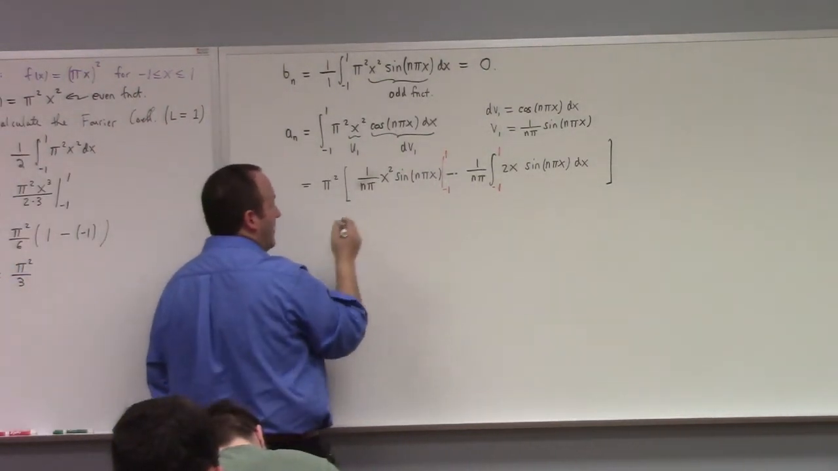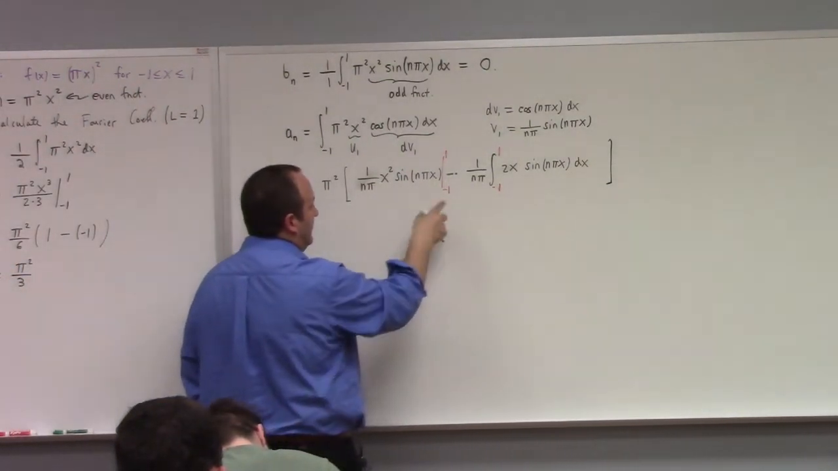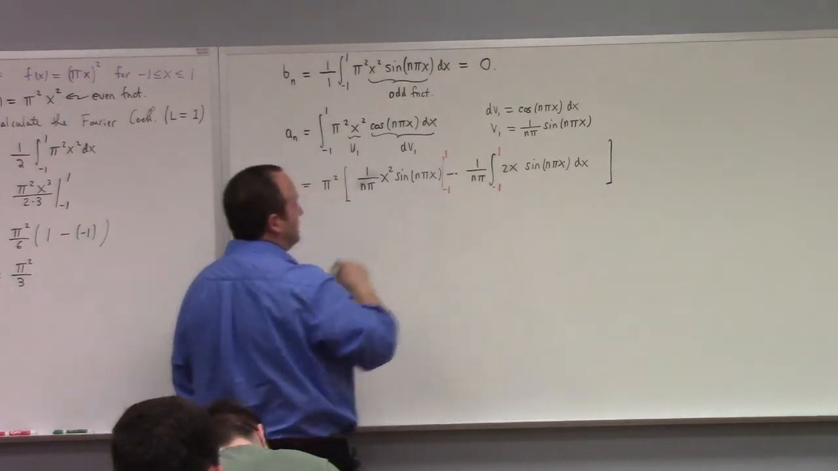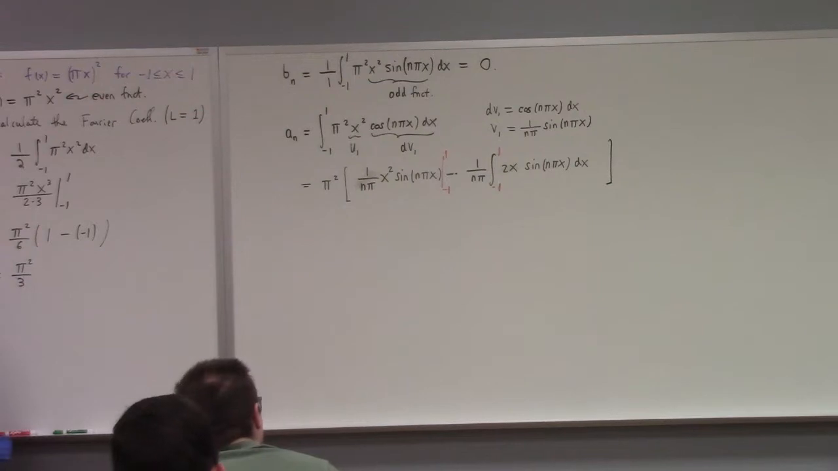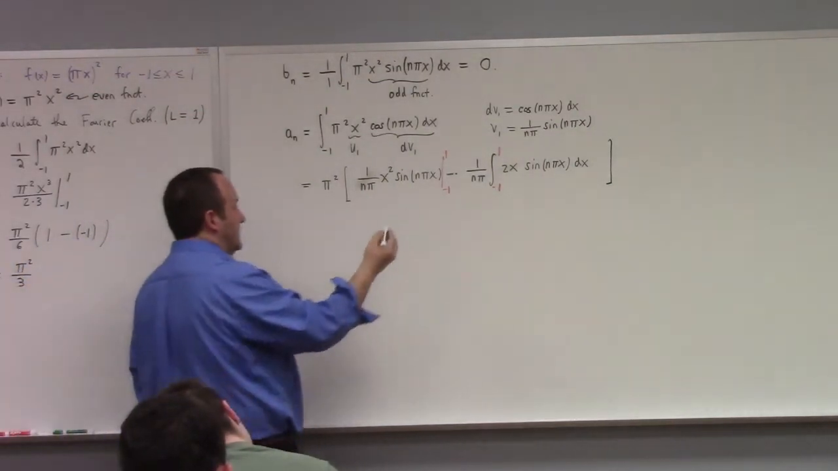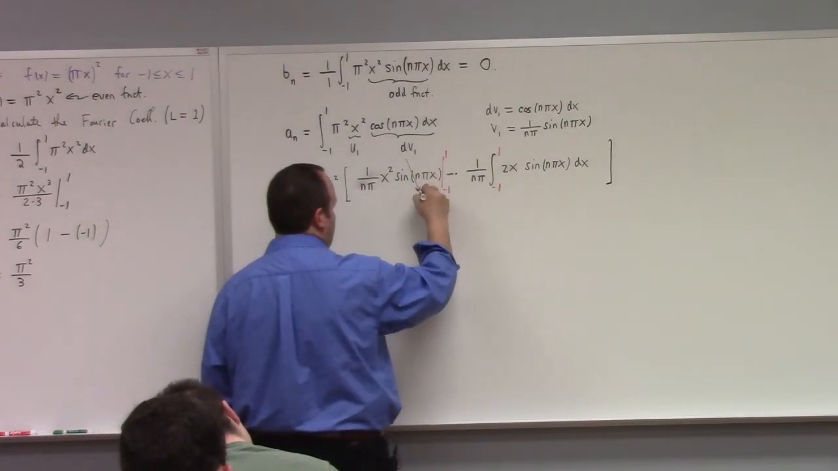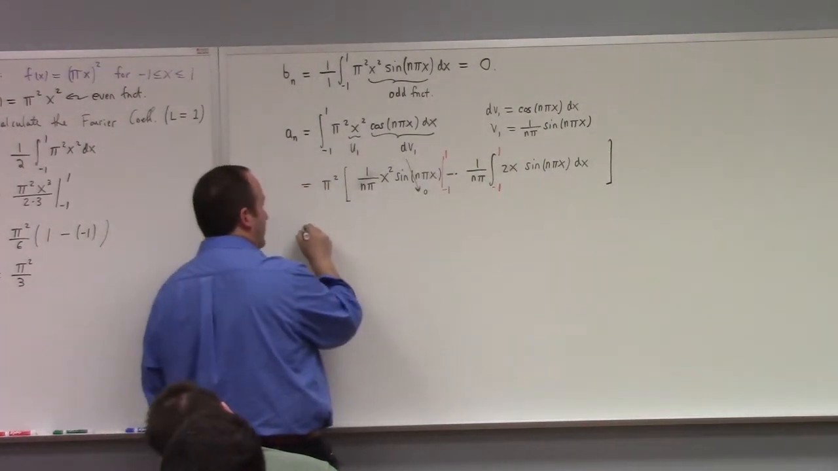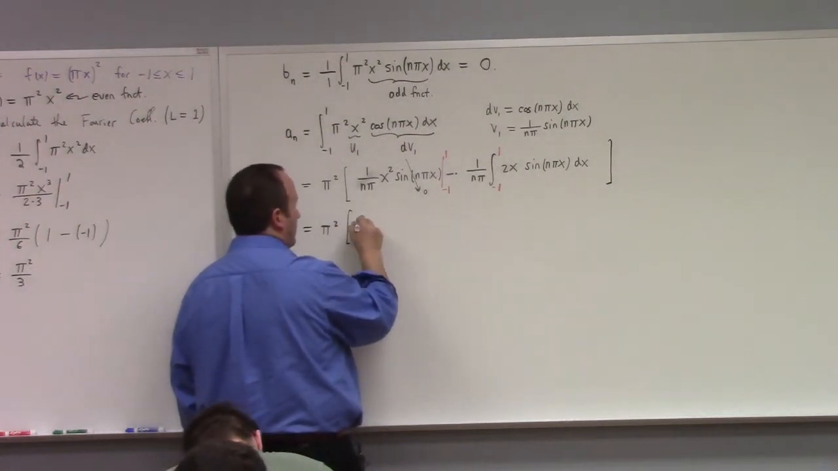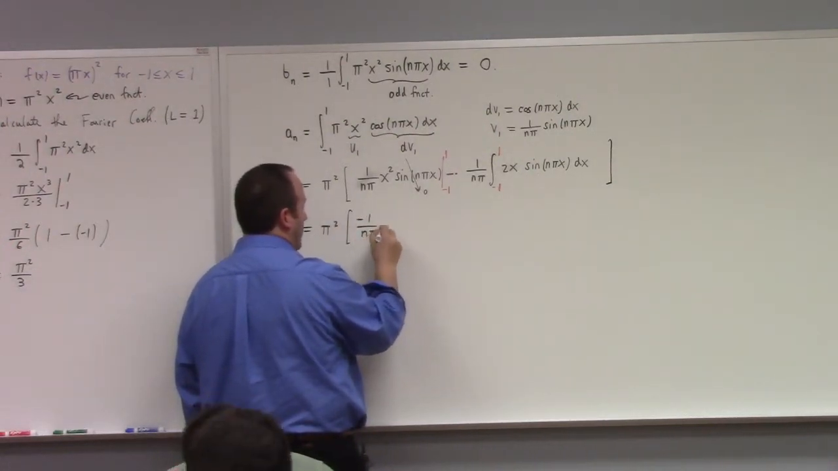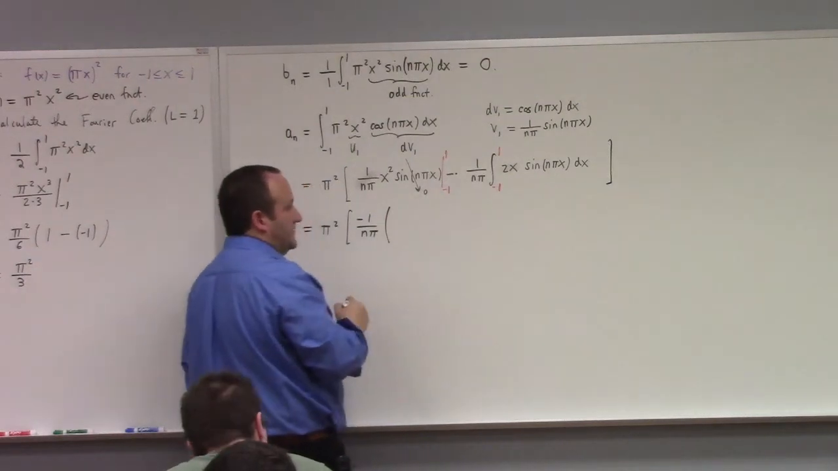Now, although that is somewhat comforting, because what happens when you plug in 1 and minus 1 here? We get sine of n pi or sine of minus n pi, otherwise known as 0. So this is 0. And what we then have is pi squared, minus 1 over n pi, and I'll put some big parentheses here.